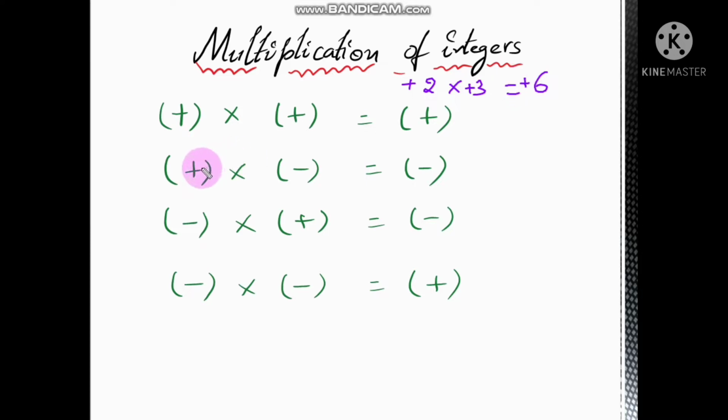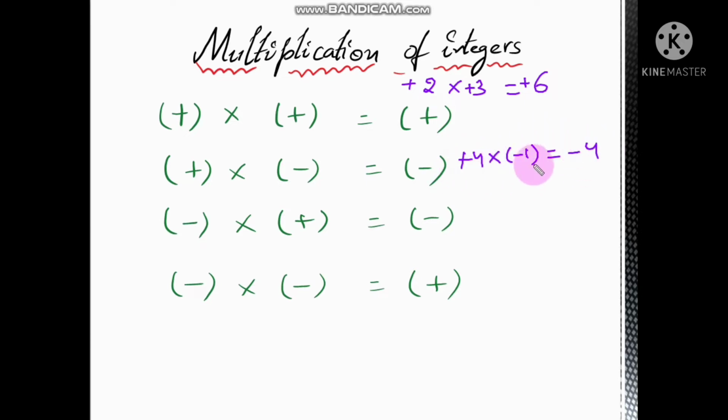See the second one, plus into minus is equal to minus. That means a positive integer multiplied by a negative integer, we get the resultant as a negative integer. That means a positive multiplied by a negative is always negative. Let us see an example. Plus 4 into minus 1. So we get minus 4 as answer.